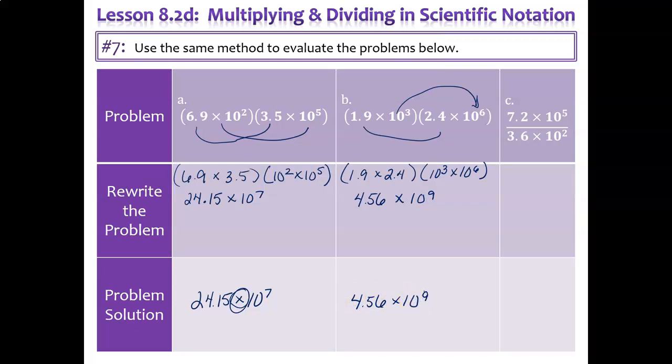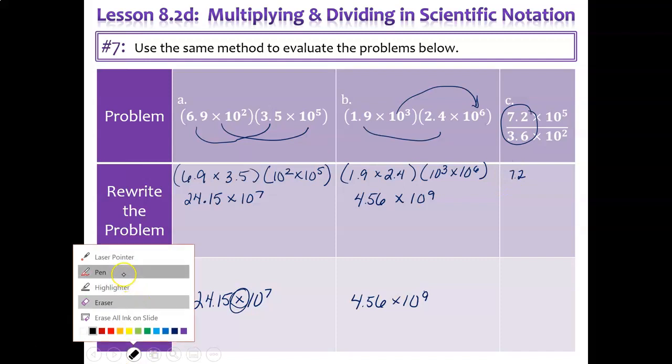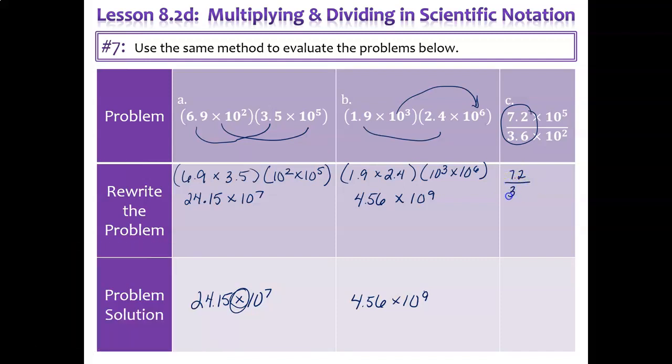All right, division is the same. I'm going to group this together. So I'm going to take 7 and 2/10 and divide it by 3 and 6/10. And then I'm going to multiply it by 10 to the 5th divided by 10 squared.